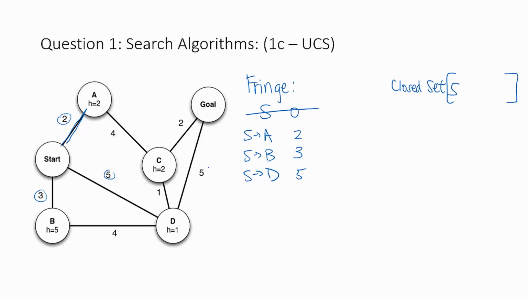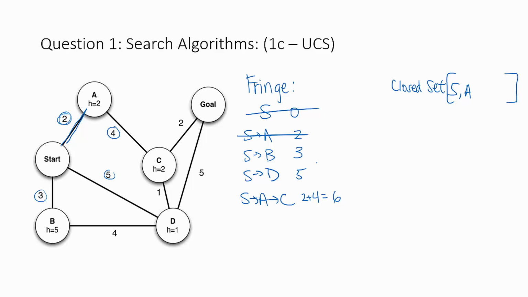Okay, good. So UCS will expand the path with the lowest path cost. In this case it is S to A. Let's pop that off, put A on the closed set, and put its successors onto the fringe. The relevant successor is S to A to C. The total path cost along S to A to C is this 2 here and this 4 here. So 2 plus 4 is 6.